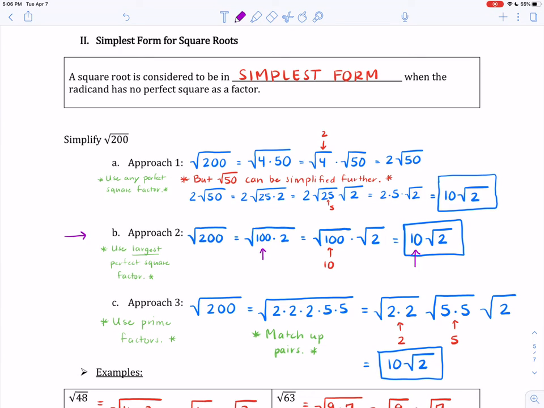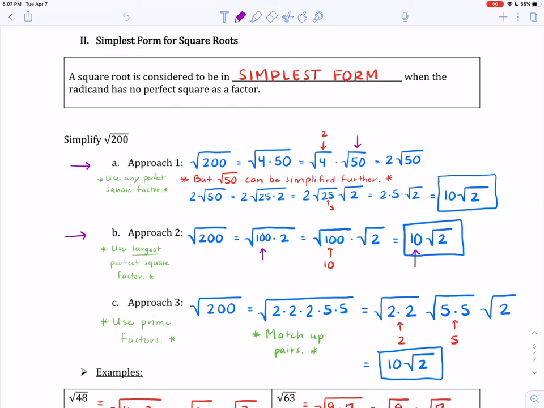Now, approach 1, what's shown here in part A, a lot of times this is what will happen even if you're trying to use approach 2. So what happens in approach 1 is I just started looking for factors that were perfect squares. And the first one I came to was 4. Right? 4 is a perfect square, and 4 is a factor of 200. But notice what happens if I do that. Then I end up with the square root of 50, which can be broken down further. So it just means I'm not finished yet because I didn't take the biggest perfect square.